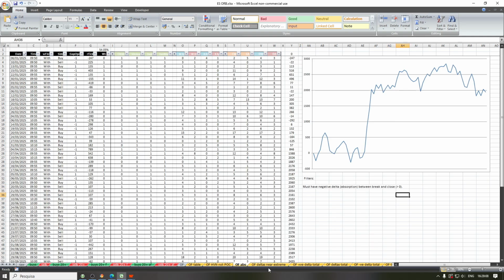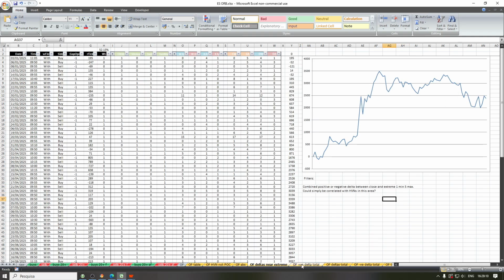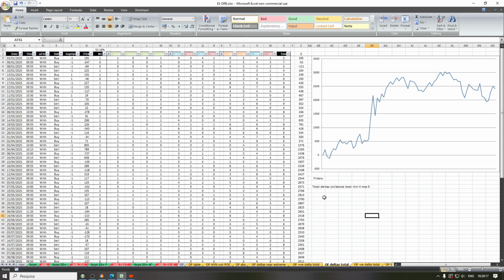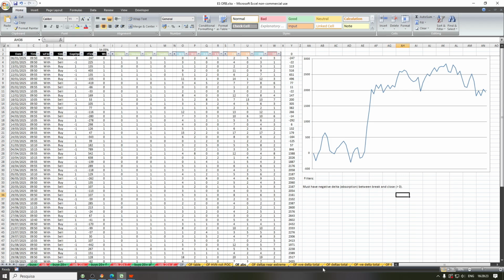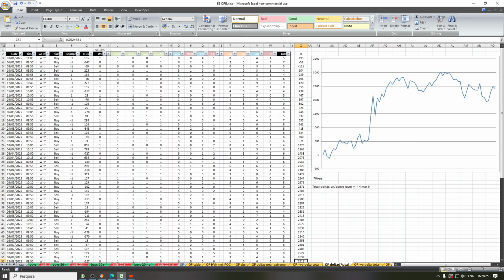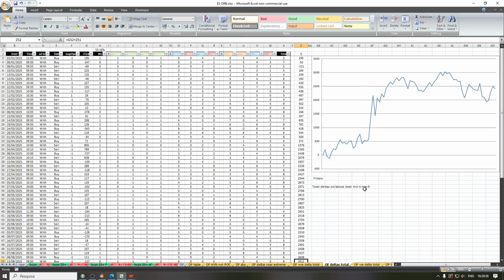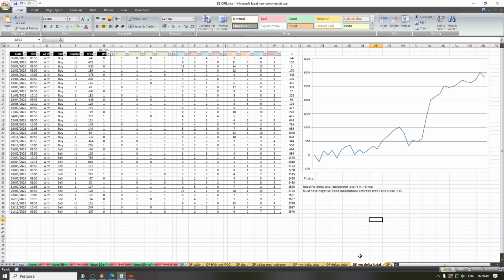So you're seeing much the same thing on these filters. Positive delta total, and then total deltas on or above level. So these look very, very similar, these filters. And in fact, if you combine them together, it doesn't necessarily work as well, which is not the best sign, potentially. It does cut out a lot of trades as well.